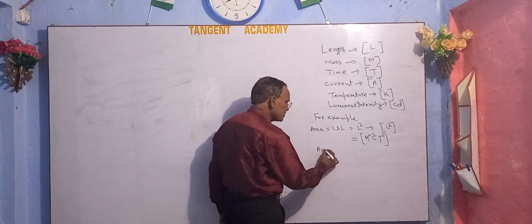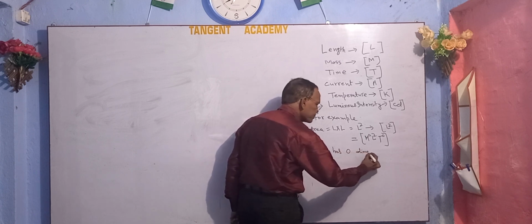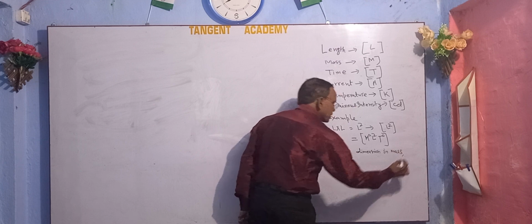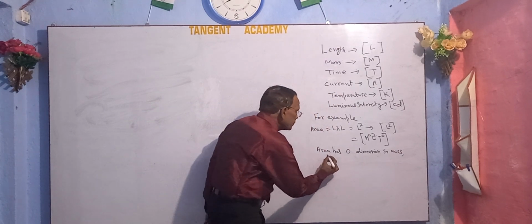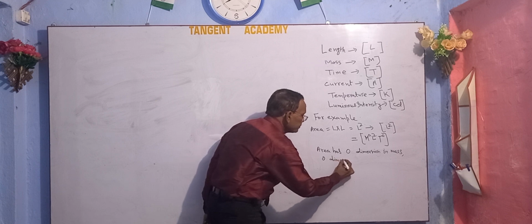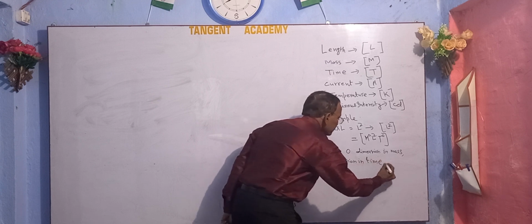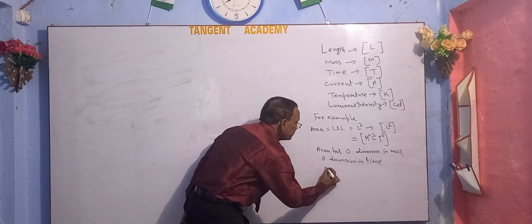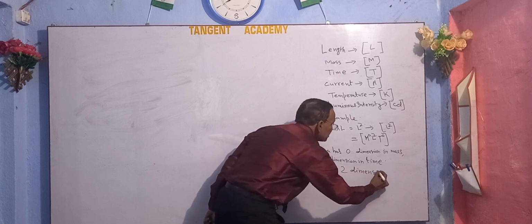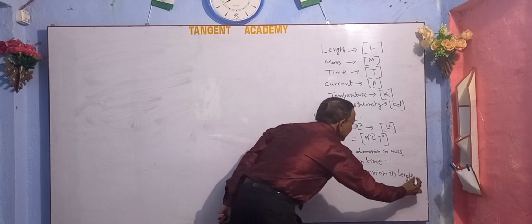Area has 0 dimension in mass, 0 dimension in time, and 2 dimensions in length.